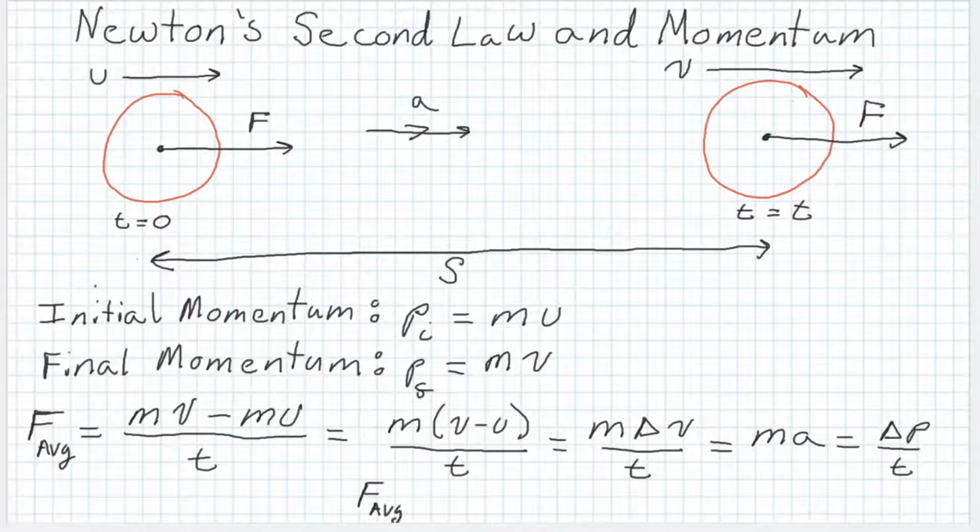And I can rearrange this so it appears as it does in your data book. The average force times the change in time is equal to impulse.